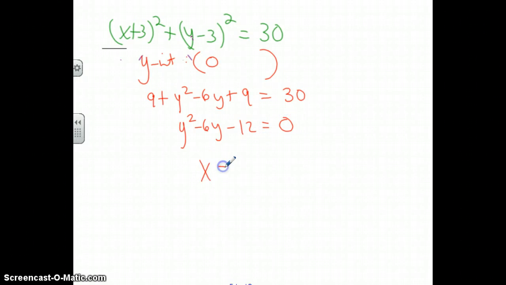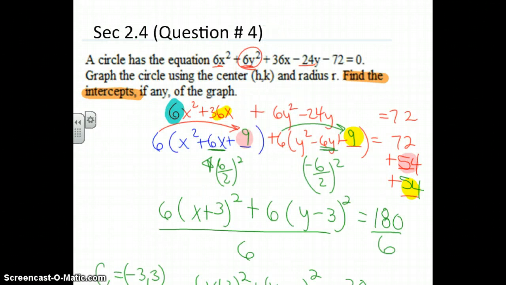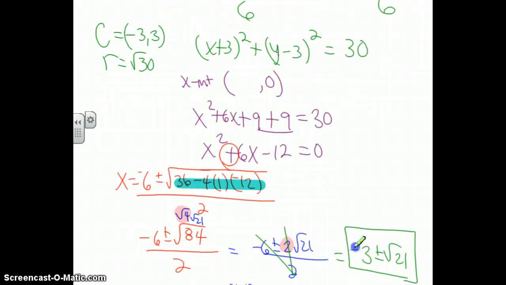So my answers, instead of x, my y is going to be the same, but instead of the negative b term, I think I'm going to have the same answer, but instead of a negative 3, I think I'll end up with a positive 3. So 3 plus or minus the square root of 21.